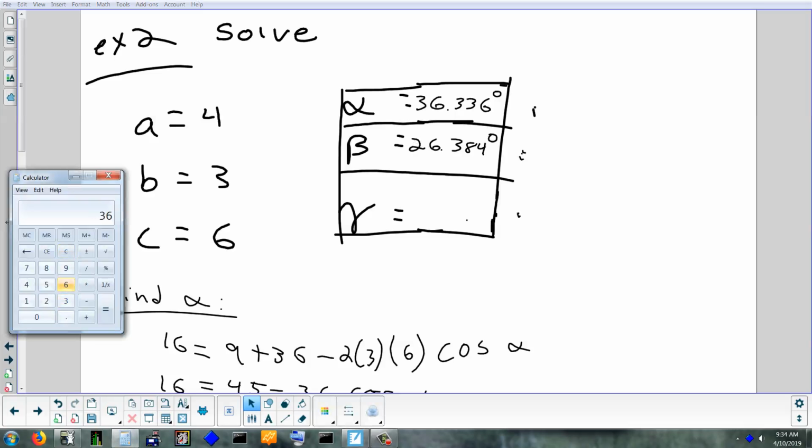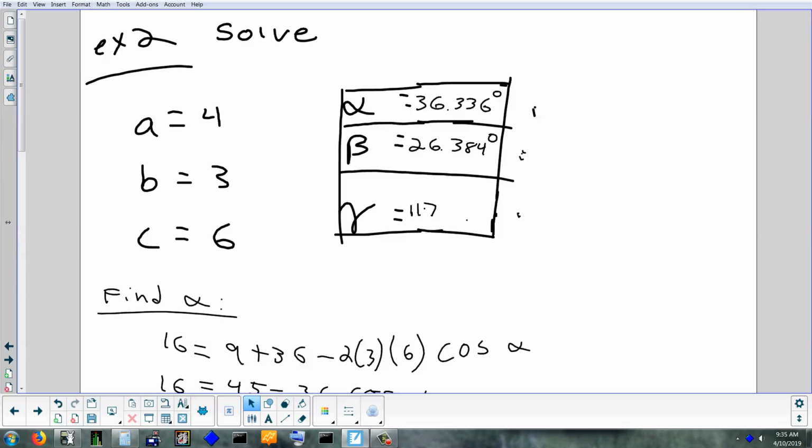So we got 36.336 and 26.384. Add them up, we get 62.72 and subtract from 180. So you get 117.280. Okay, so side problems can be pretty repetitive because you're doing the same exact thing 2 or, if you choose, 3 times in a row. But you're always finding an angle. Side angle side, a little bit of variation. One time you do the side, the next time you do the angle.